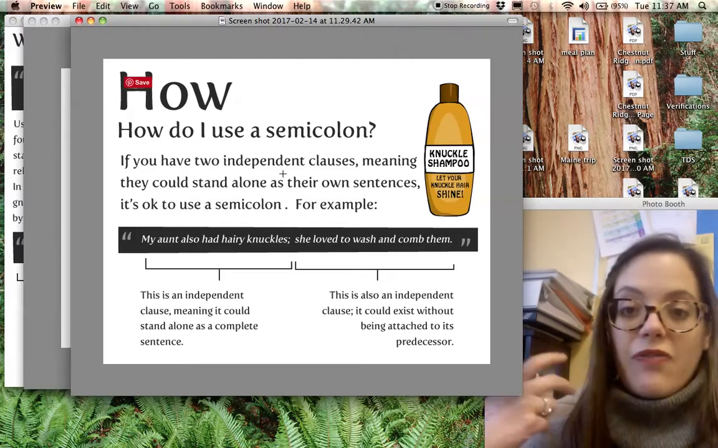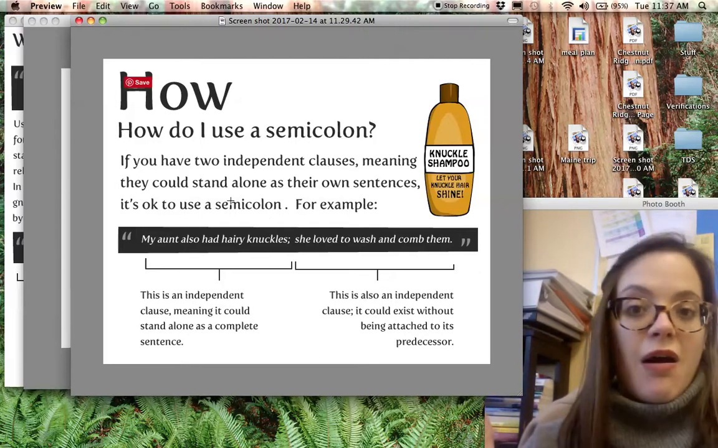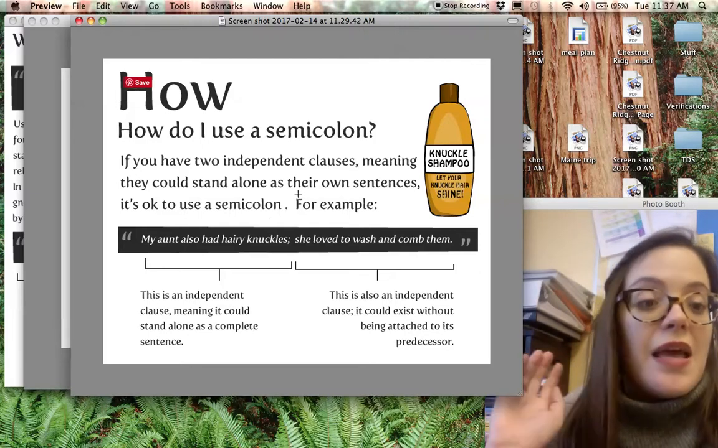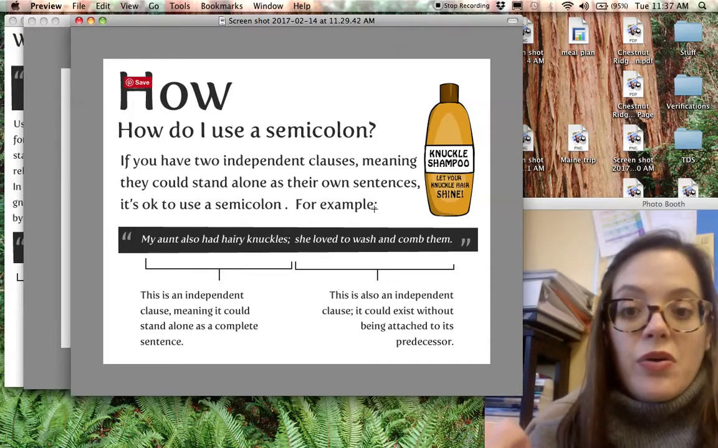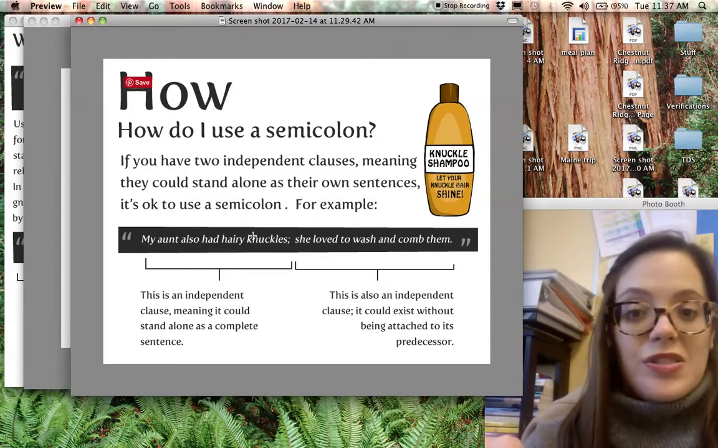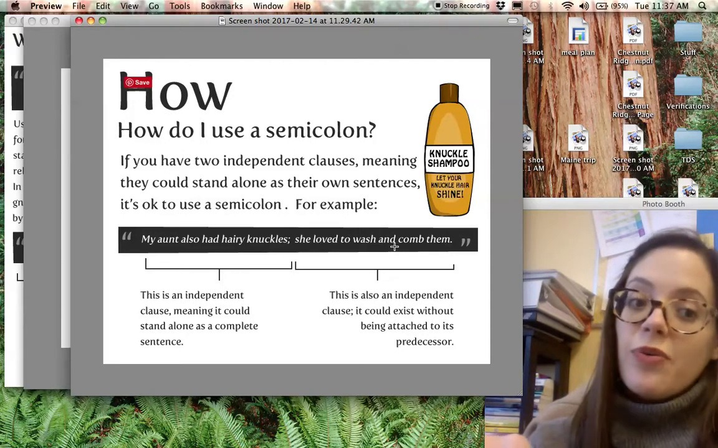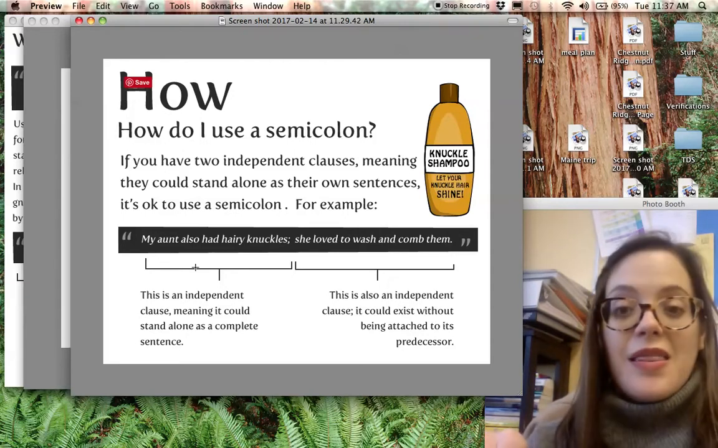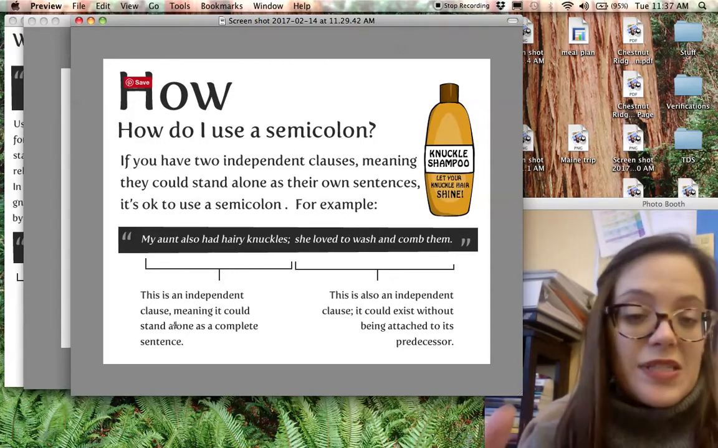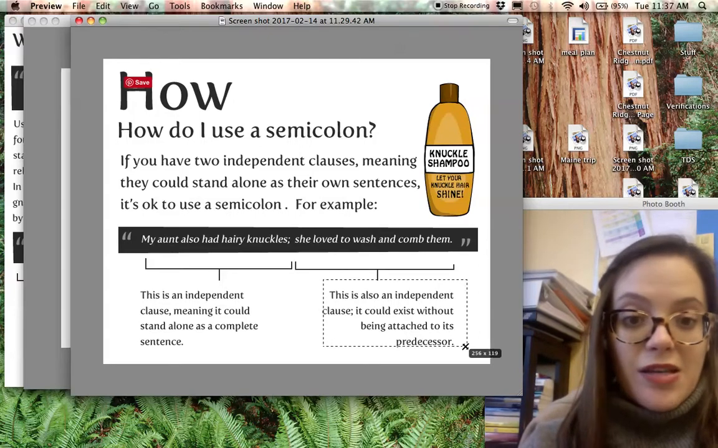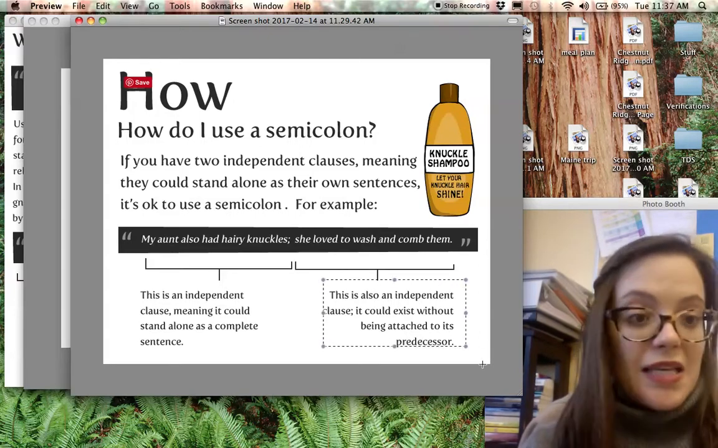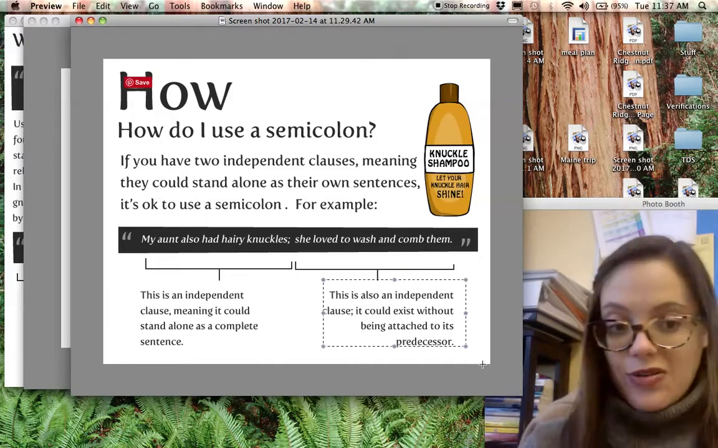Now, how do I use this? If those two independent clauses, like we just saw, could stand alone as their own sentences, it's okay to use a semicolon. For example, my aunt also had hairy knuckles. She loved to wash and comb them. This is an independent clause, so it can stand alone as a complete sentence. This is also an independent clause. It can exist whether it's attached to the other sentence or not.